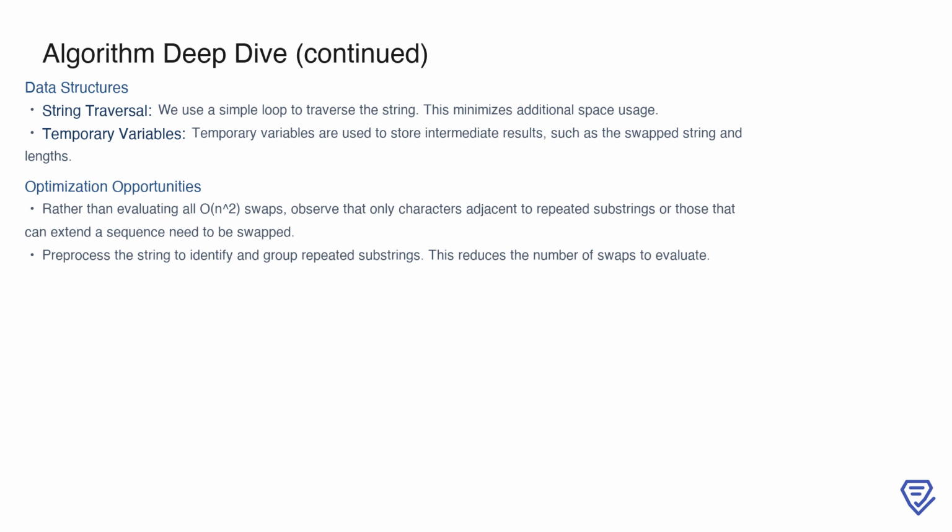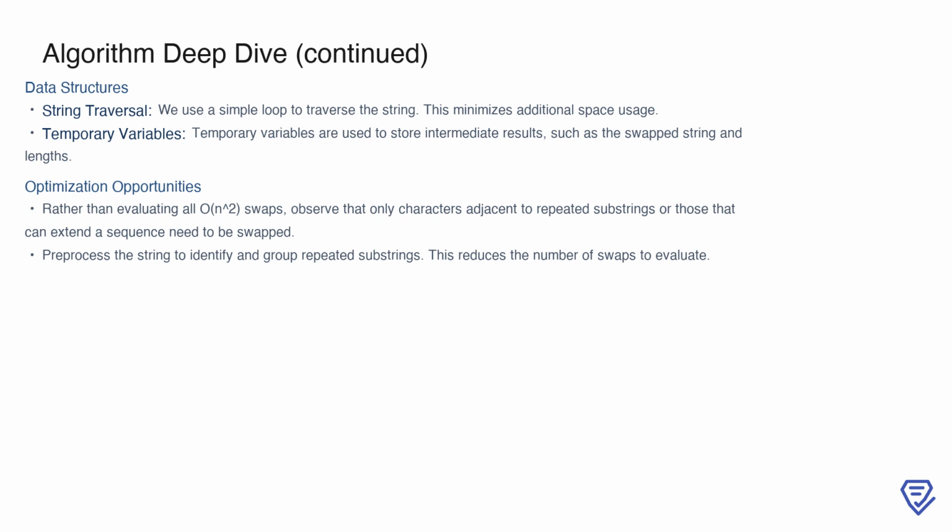We traverse the string with simple loops, which keeps our memory usage minimal. Temporary variables help store intermediate results, such as the modified string after each swap and the lengths of repeated substrings. However, given the high computational cost of the brute force approach, there are opportunities to optimize.